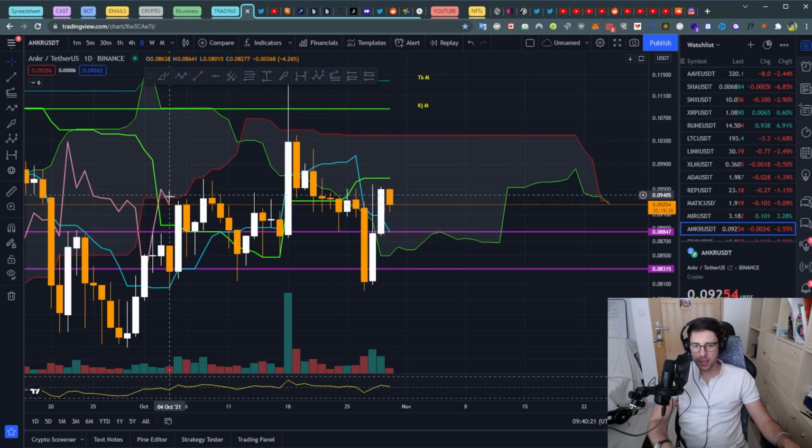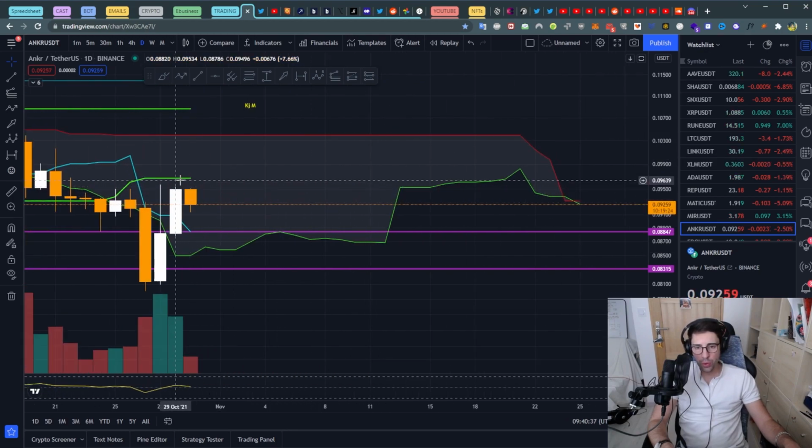So ANKR is inside the cloud. Our lagging span is kind of stuck between the SSB and those candles, so it's pretty easy for it to go back inside the cloud, and at the same time we are inside the cloud, so it's easy for us to move all the way up and down. You can see we didn't even touch our Kijun. So once we touch the Kijun here, I would take a short position. If we are not breaking above, I would take a short position all the way down again to my Tenkan, because we are inside the cloud and things can move quite quickly.